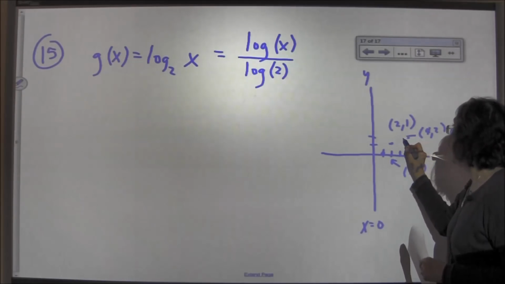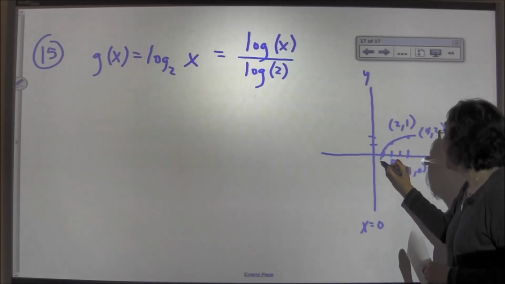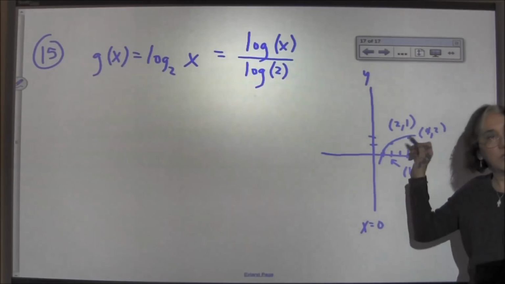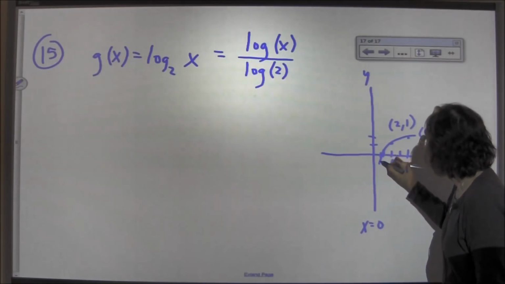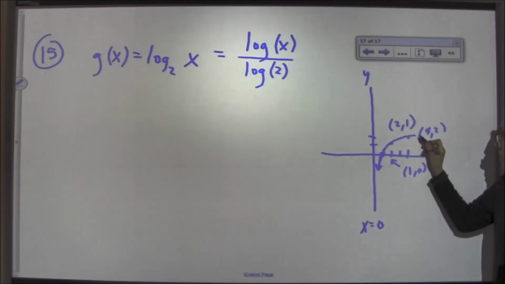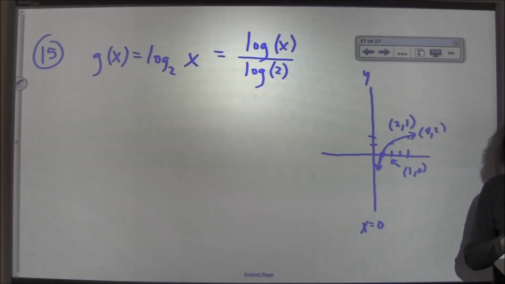And when I draw it, I'm going to make sure I don't just make it look like that, which is what the calculator will do. It'll just look like it's running out. No, I want you to show that it's approaching that asymptote. And this is continuing on in that way.